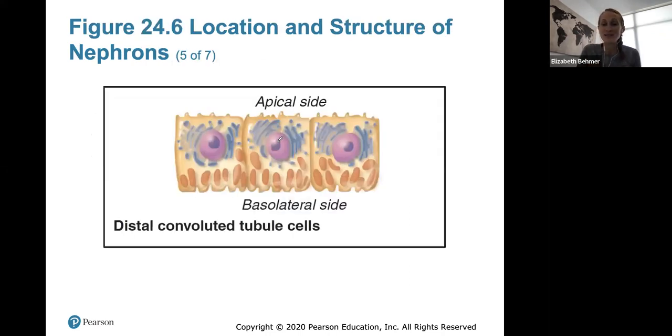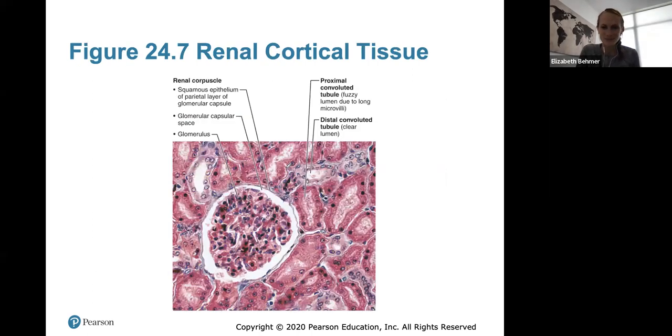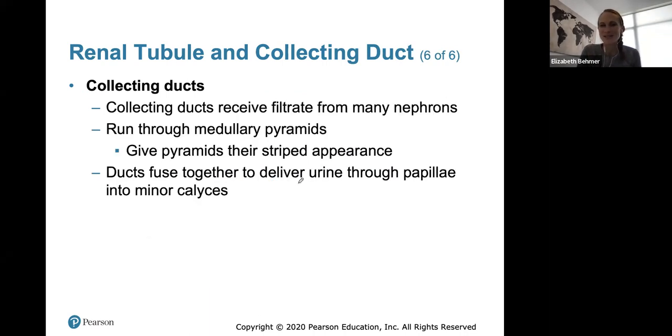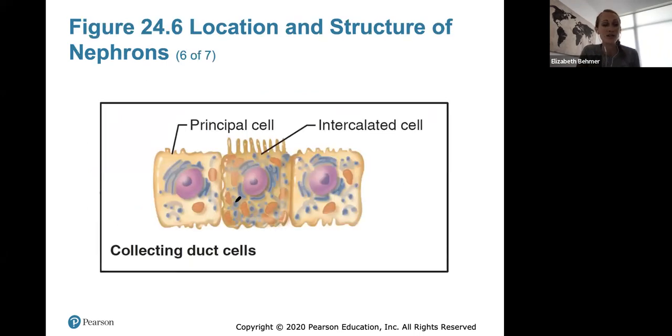And this is a look at the distal convoluted tubule cells. They are cuboid in shape, but they will not have as much microvilli. All right, then the collecting duct, you have principal cells and intercalated cells. The principal cells maintain water and sodium balance, and then the intercalated cells help to maintain acid-base balance of the blood. Your collecting ducts will receive filtrate from all the nephrons, run through the medullary pyramids, and then fuse together through the papilla to drain or funnel that urine that's formed into the minor calyxes.